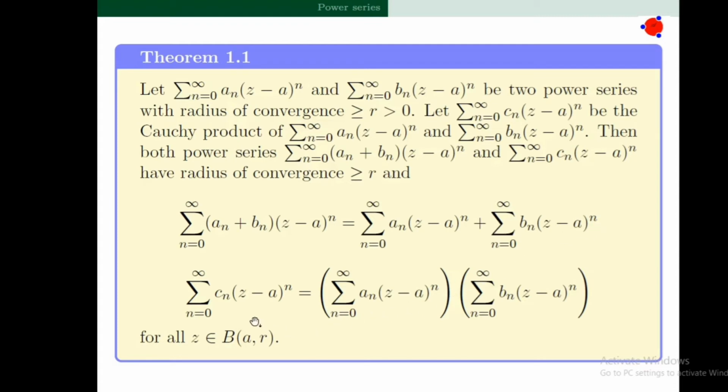Moreover, the product series summation n equal to 0 to infinity c_n (z-a)^n converges to this sum for all z in the open disk with the center a and the radius r. Let us go to the proof of this theorem.